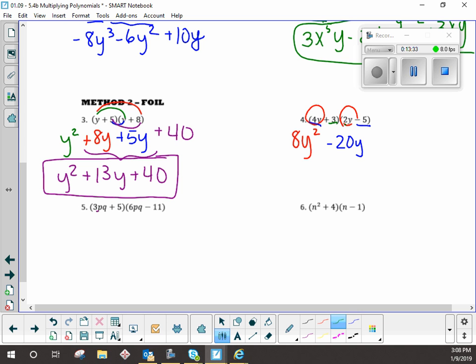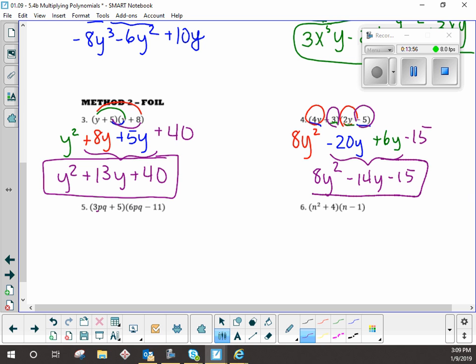That's 3 times 2y, 6y. And then L is for the last terms. That's 3 times negative 5, which is negative 15. Okay? And which terms combine? Because they are like terms. Good job, Mary. Thank you. Okay? So that's FOIL for that kind of problem.